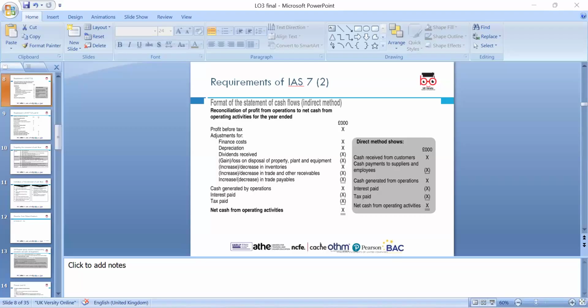Then please, we can go back. Any question from anyone? If you would like to ask, please do. Okay, then net cash from operating activities, that's there.